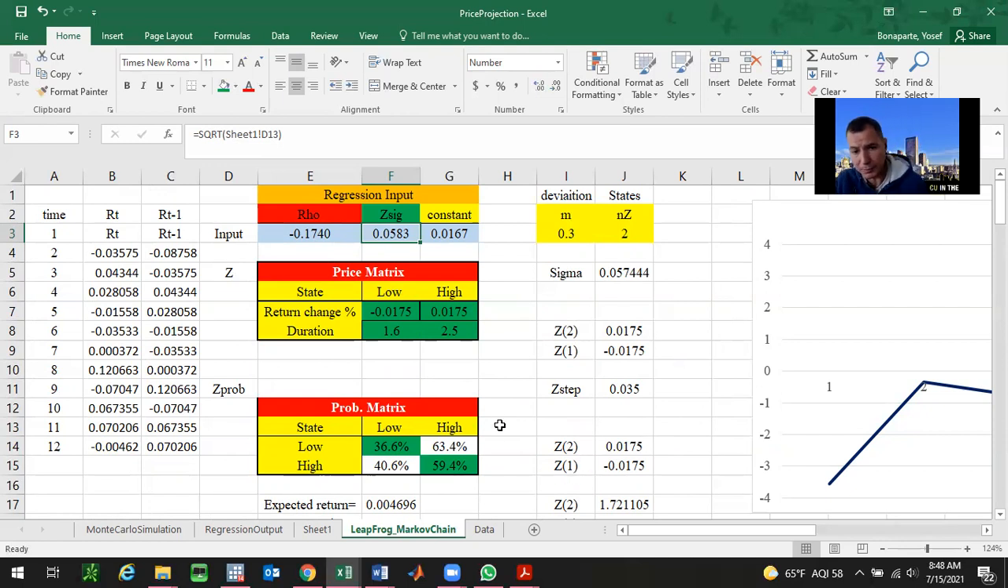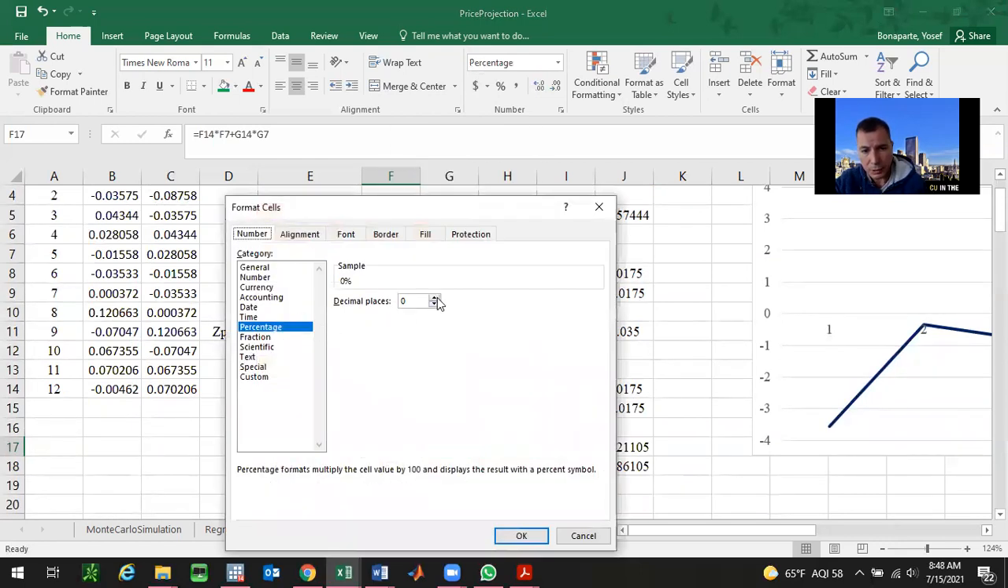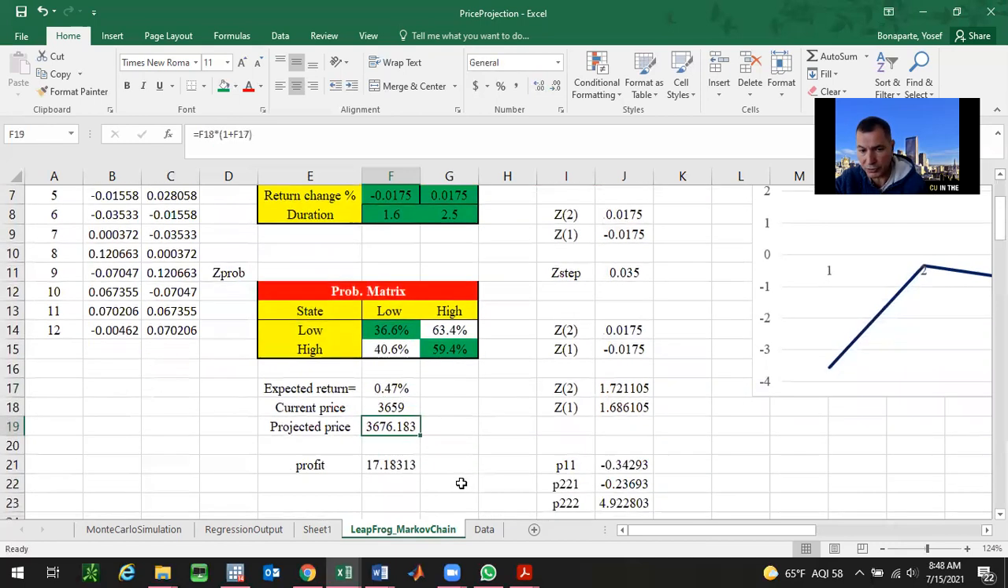And the inference is if you buy Amazon, there is a chance that on average you're going to have about 0.47%, which is less than 1%. The price today is 360.59. The projected price is this, and that's your profit, $17. So now if you like this company, you buy it and you're done for next month if you're monthly.